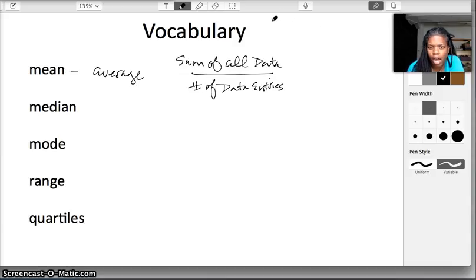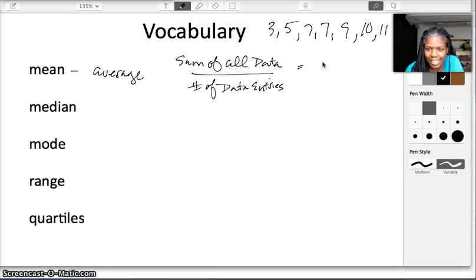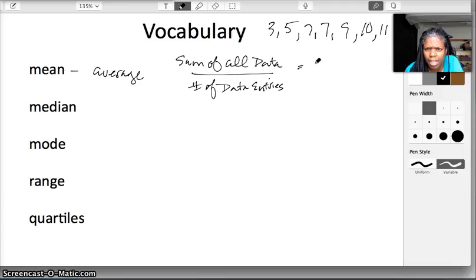If I had 3, 5, 7, 7, 9, 10, and 11, and I needed to find the average of these numbers, I'm first going to add up all the numbers. 3 plus 5 plus 7 plus 7 plus 9 plus 10 plus 11 is going to give us 53, I think. 53, 52? Let's see. I think it's 52. These guys come together and add up to 30. 7 and 7 is 14. And then 3 and 5 is 8. When I add that, I get 22, plus the 30 is 52. If it's wrong, you'll tell me.